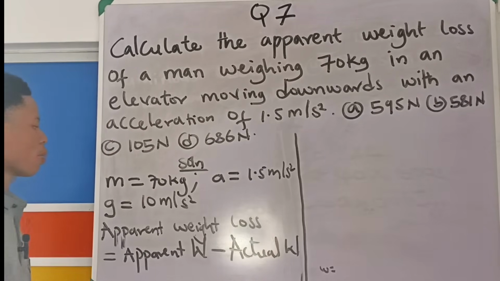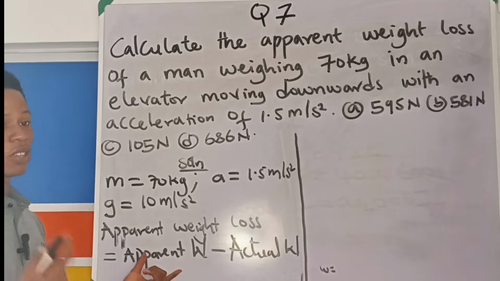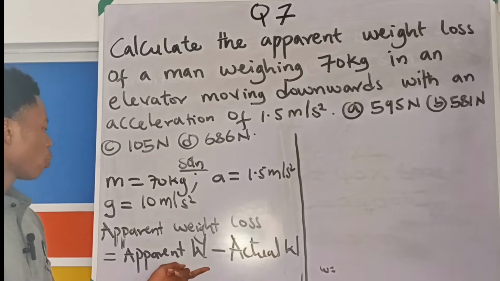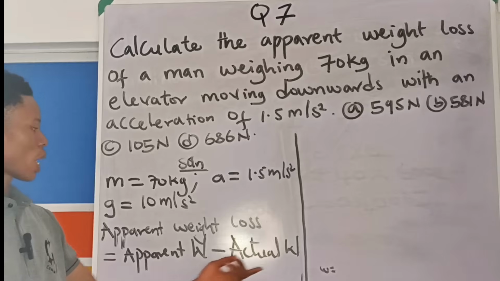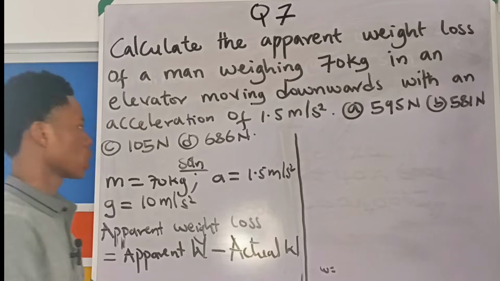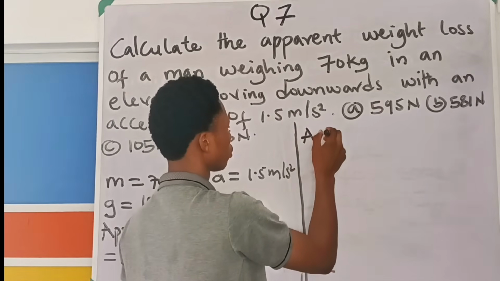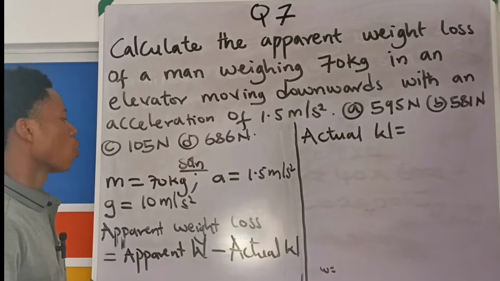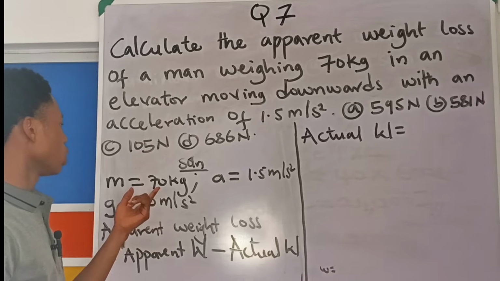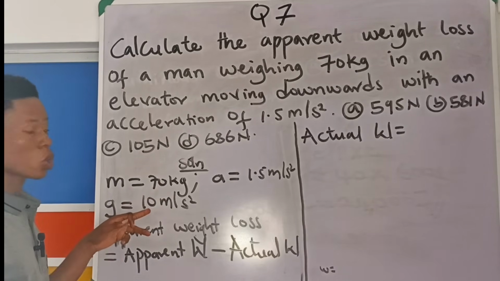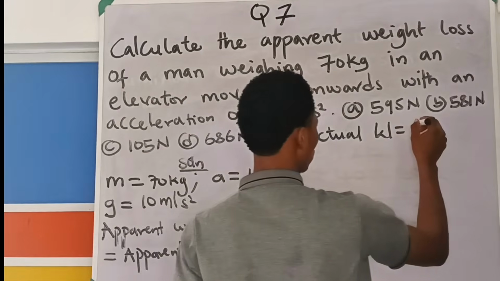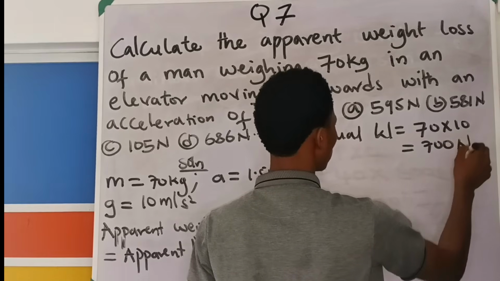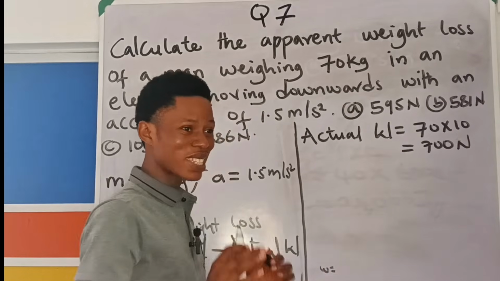So if you want to calculate the apparent weight loss, you just look at the apparent weight in the elevator, that's not the real weight of the man, minus the actual weight of the man. So before we do this, let's calculate apparent weight and actual weight before we can subtract. Let me start with actual weight. Remember we're given mass, and weight is relative to gravity. So the actual weight of the man is 70 times 10, which is 700 Newton. This is the actual weight, the real weight of the man.